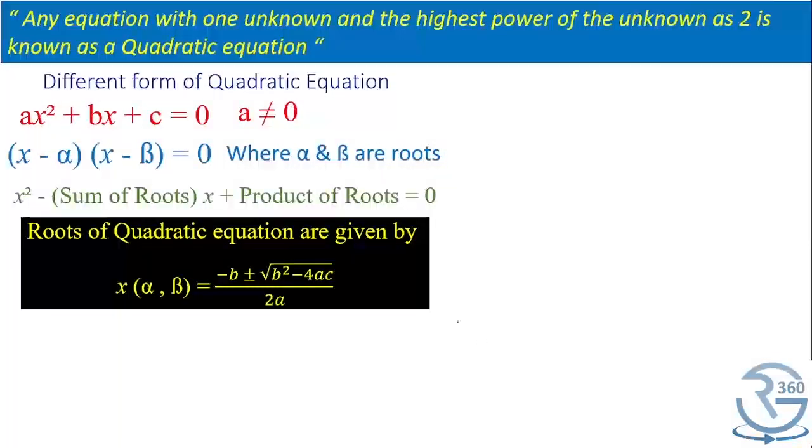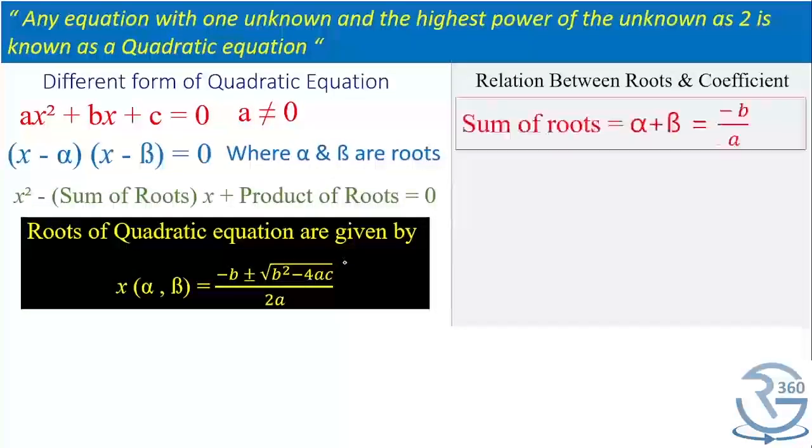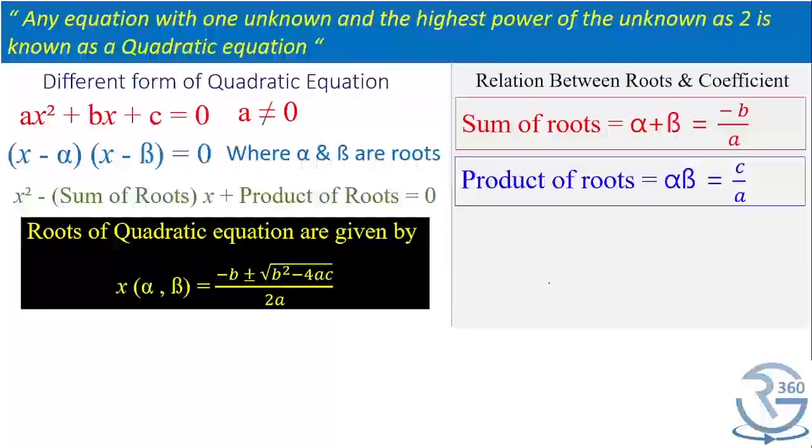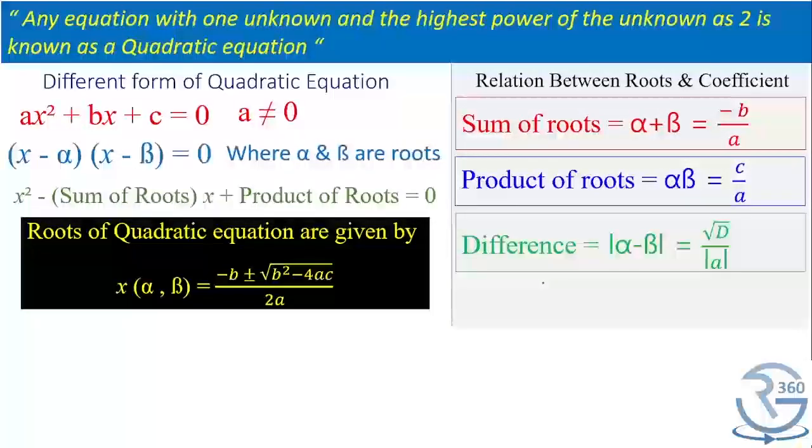The roots of the quadratic equation are given by alpha, beta is minus b plus minus under root of b square minus 4ac upon 2a. And the relation between roots and coefficients: the sum of roots is alpha plus beta, which is minus b by a. Product of roots is alpha into beta, which is c by a, and the difference of roots, which is mod of alpha minus beta, is equal to under root of d by a.